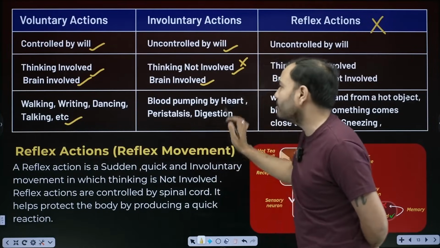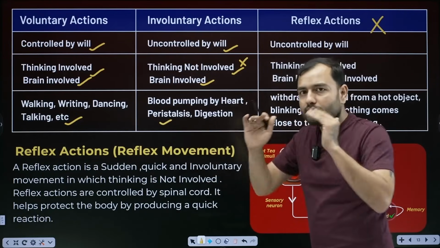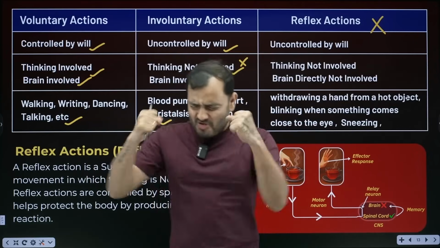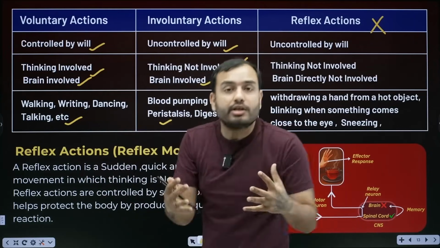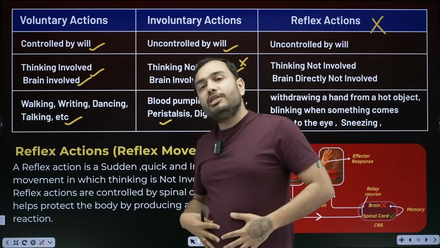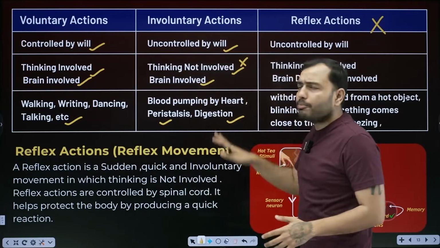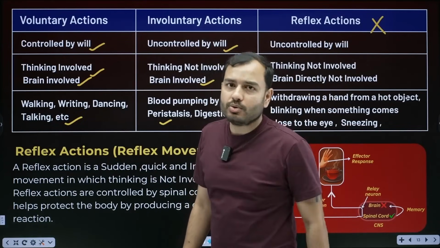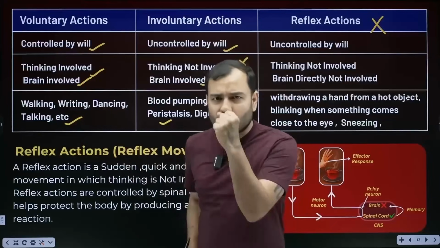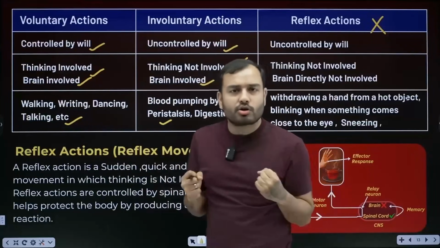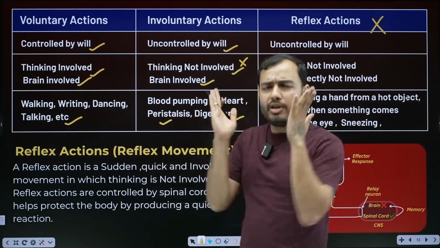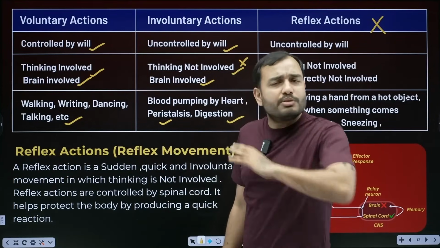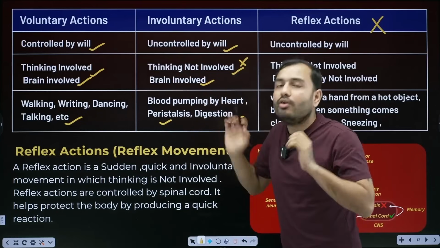What are the examples? Blood pumping by the heart, peristalsis, digestion. Now you eat a lot of food and think, brain, digest quickly. You cannot control it. It's involuntary. Digestion will happen at its own speed. So digestion, blood pumping by the heart, peristaltic movement, all these things are not in your control. These are involuntary actions. Voluntary actions you can control: running, moving, walking, sitting, talking. Involuntary ones you cannot control: heartbeat, peristaltic movement, food digestion. They will happen on their own at their own speed.